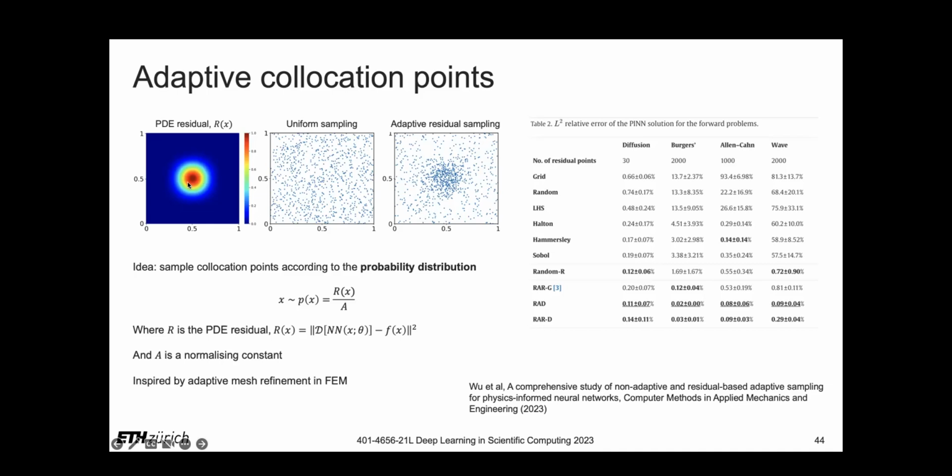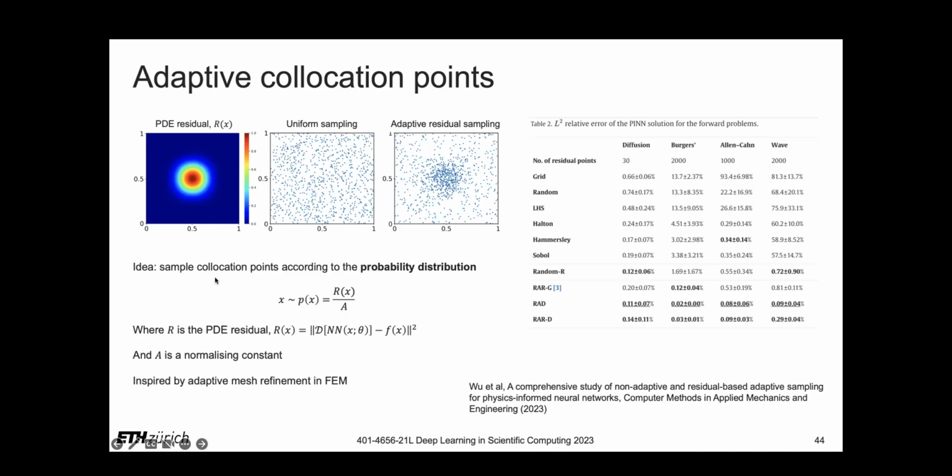It may be, for example, that the collocation points are not finely sampled enough if the solution here is very high frequency. So instead of having uniform sampling, we might do this more dense sampling around where the residual is high. So yeah, the idea is very simple.